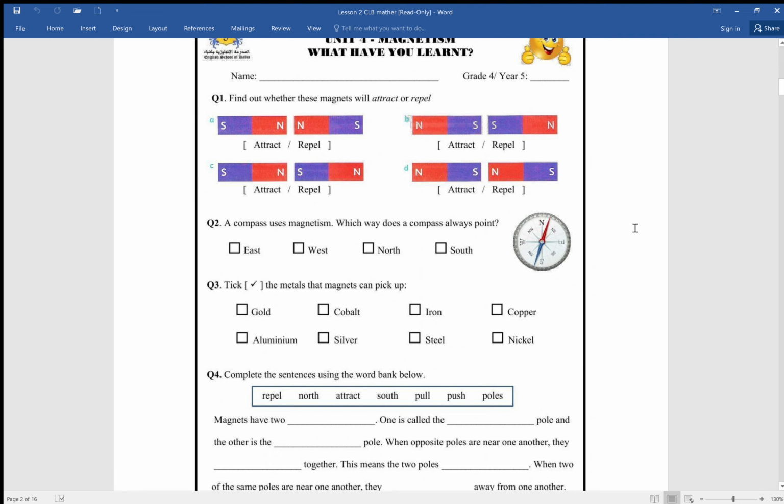Okay, let's check your knowledge. Does this attract or repel? Yes, it is. It repels. What about this one? Correct, it repels. What about these two? Yes, these magnets are attracting.